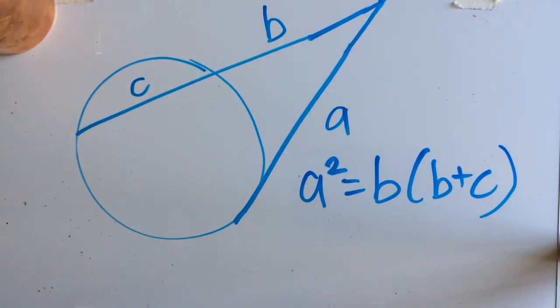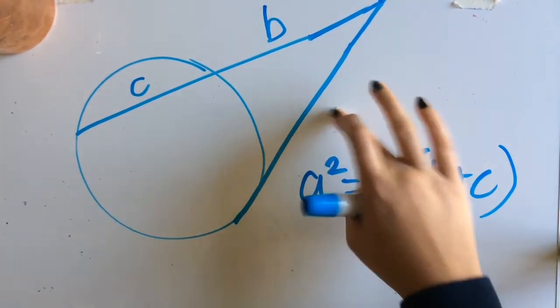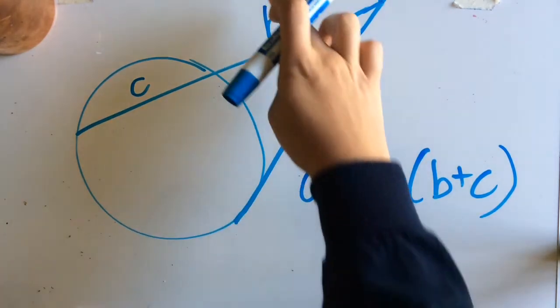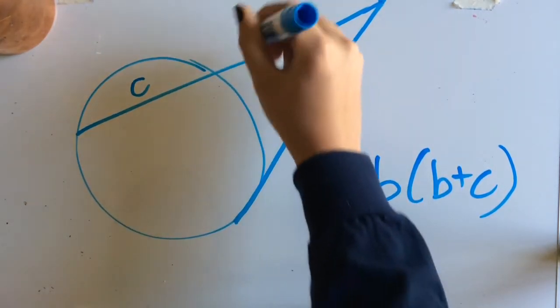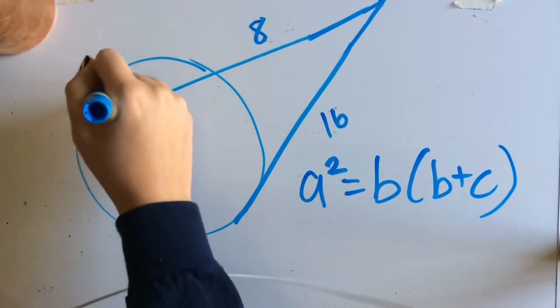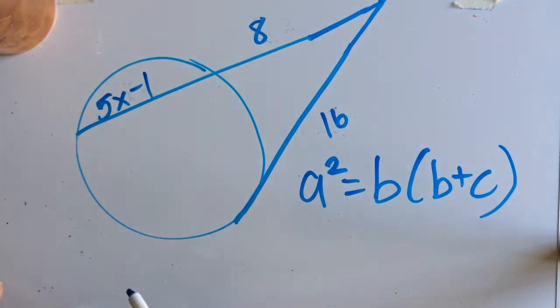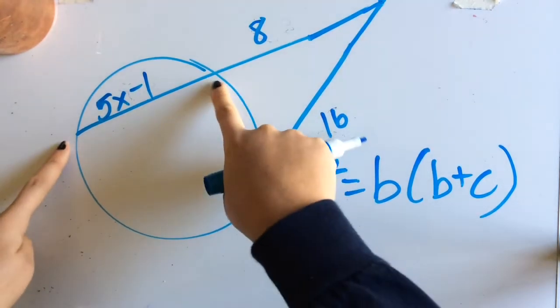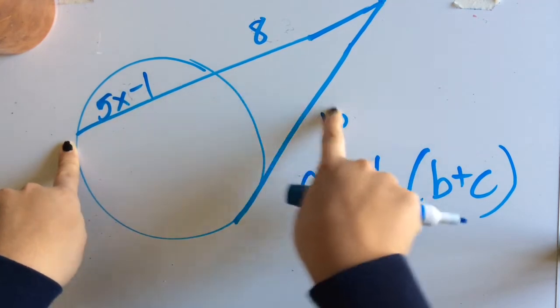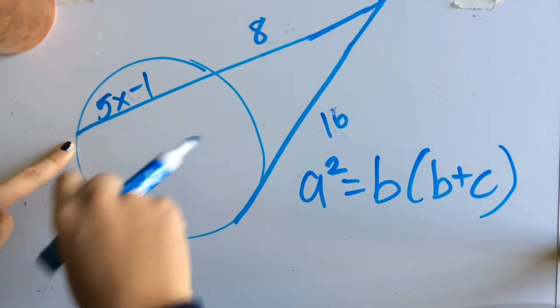So let's look at an example. In our example, we're going to say A is 16. B is 8. And C, let's call it 5x minus 1. Okay. So we want to solve for x, but we also kind of want to know this distance so that we know the exact measurement of that segment. Okay, because we know all the other segments, we need to find x to find the measurement of that segment.